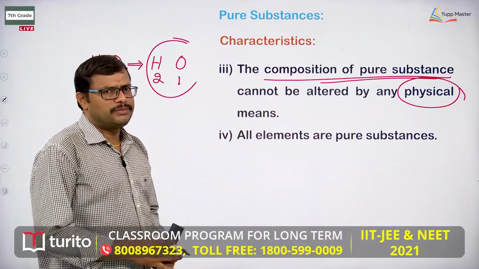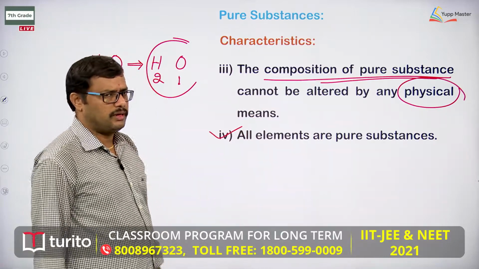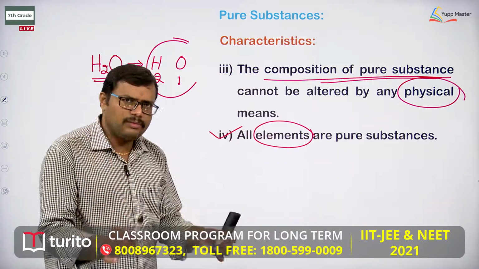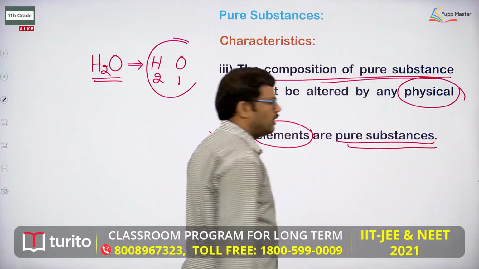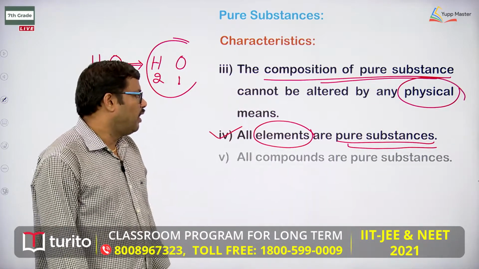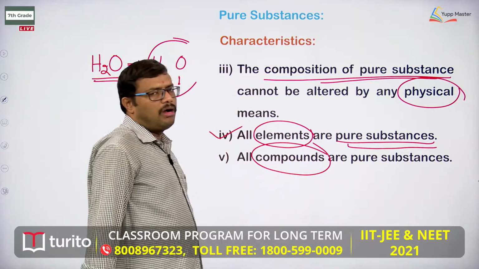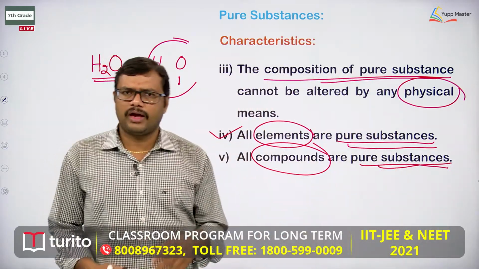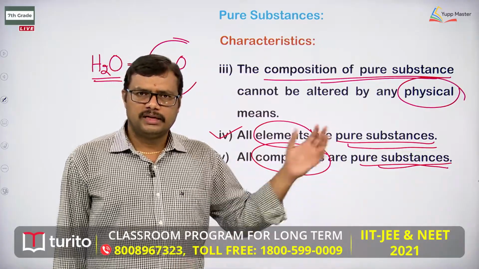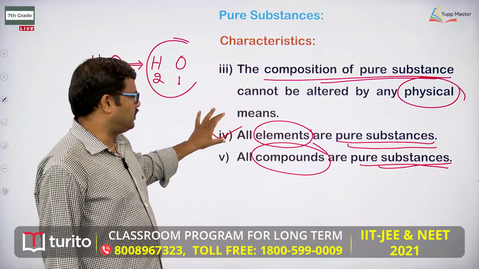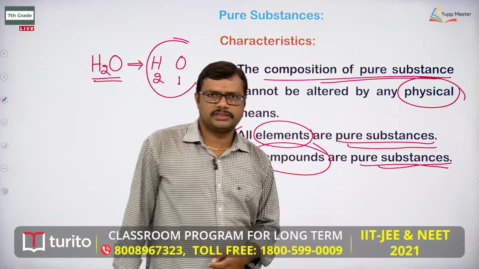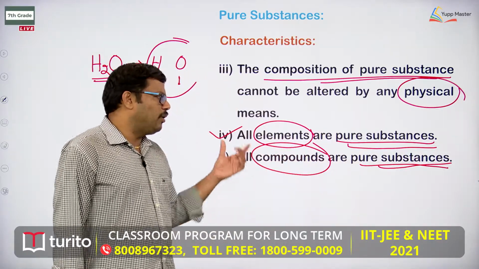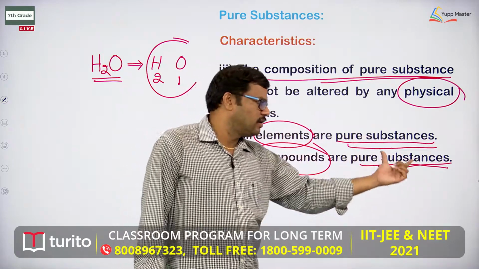All elements are pure substances. One more condition you can observe here: all the elements available to us are pure substances only. All compounds available to us are also pure substances only. We have discussed that pure substances are of two types, elements and compounds. So all the elements in the periodic table are pure substances. Whenever elements combine together, we get compounds, and all the compounds obtained by the combination of elements are also pure substances.